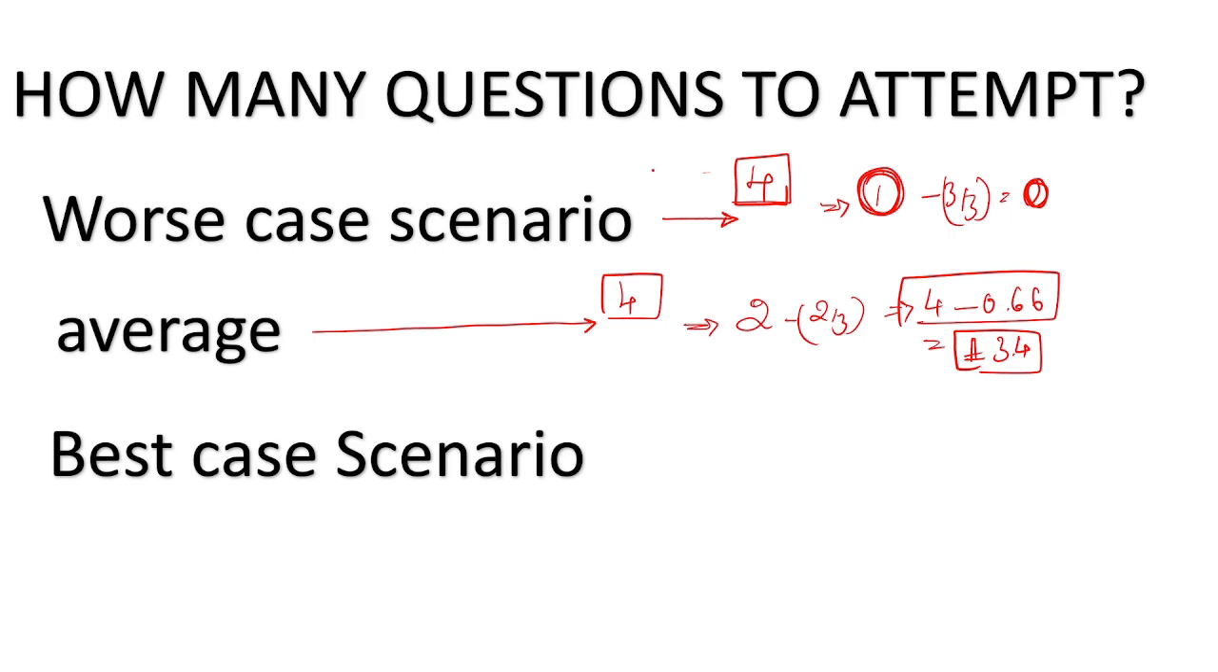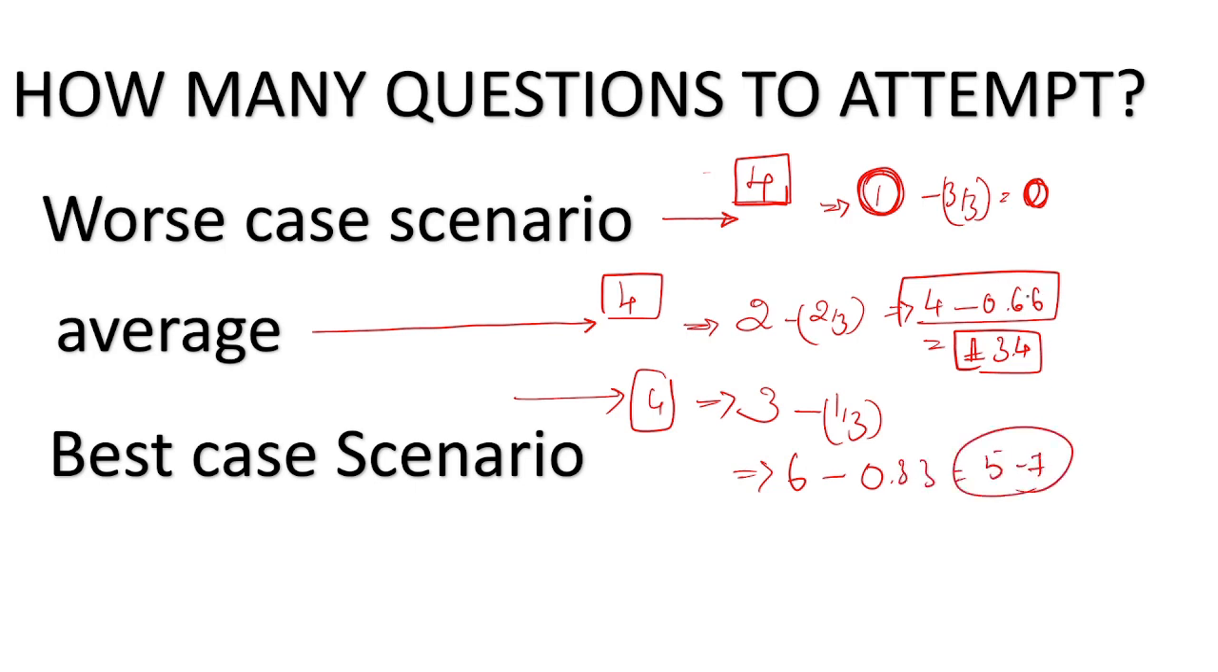Then the best case scenario. In 4 questions I am not assuming all 4 correct. Let us assume 3 correct, 1 wrong. So 3 correct is 6 minus 0.33. This is 5.7. So see this, you are getting 3.4 by taking a chance.